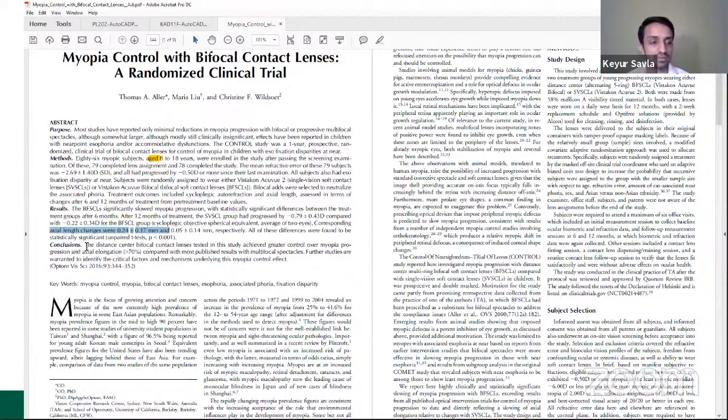Of course, reading the conclusion statement is the most important. So distance center bifocal contact lenses tested in the study achieved greater control over myopia progression. Okay, so the contact lenses that were studied are better. And more than 70%, that's a huge number for myopia control, compared with most published results with multifocal spectacles. So they are arguing spectacles are not that great as compared to contact lenses. And further studies are warranted to identify the critical factors and mechanism underlying the myopia control effect.